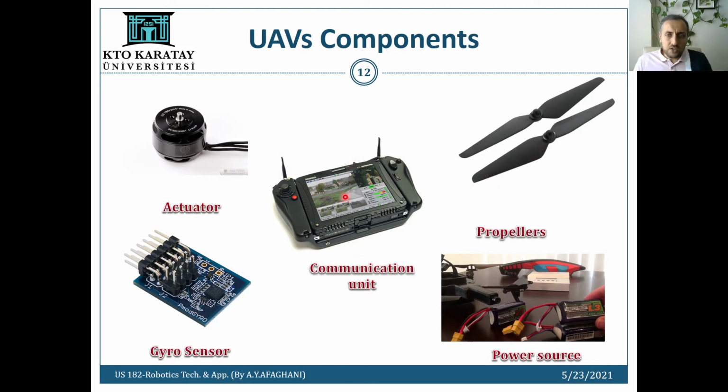And these are the communication units. Let's say a remote control. Also I have a communication module inside the cabin itself. And we have the gyro sensor. Maybe it's not this type, maybe a different type. I'm just showing you an example. And we have the power source, a kind of battery.